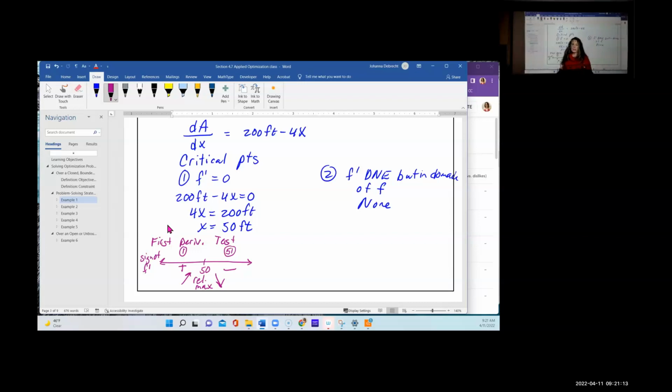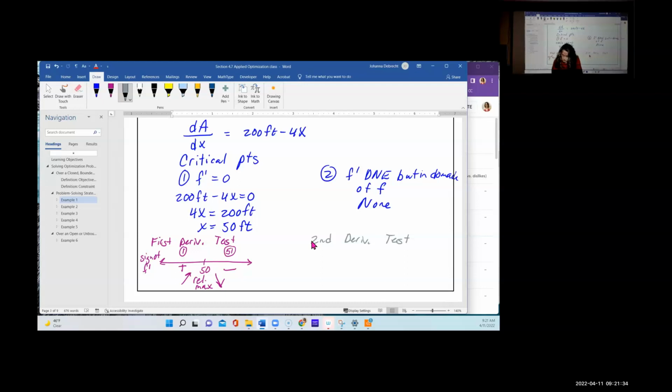If I got a relative minimum, it would not actually solve my problem. My problem is to maximize area, and that might mean it's not possible to do. Now, what does the second derivative test look like? The second derivative test is actually more useful in optimization problems.